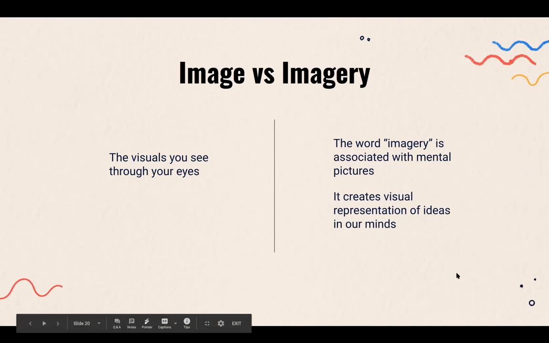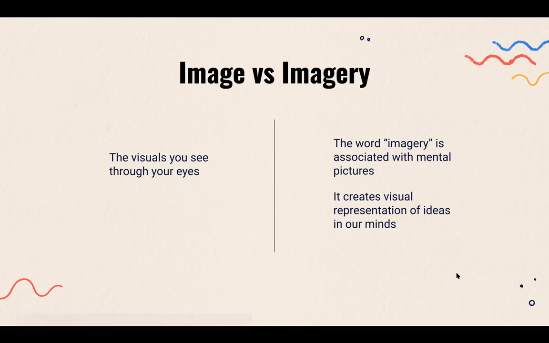So this is the main topic, which is image versus imagery. So what is image and what is imagery? The difference is that image is the visuals you see through your eyes, so it's the literal things you see. And the word imagery is generally associated with mental pictures. It creates visual representations of ideas in your minds.